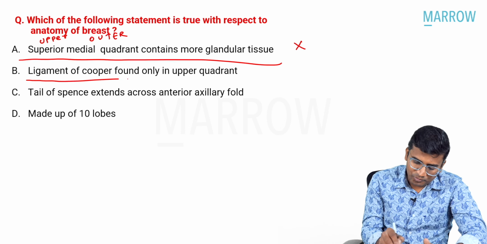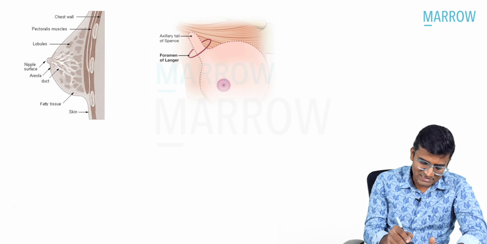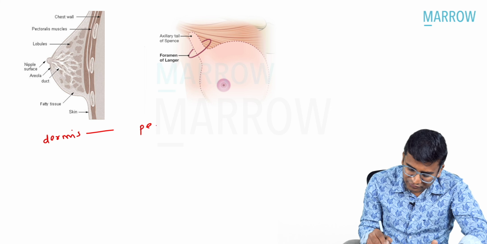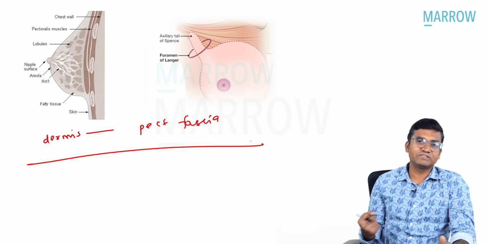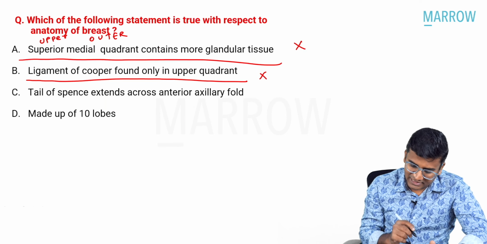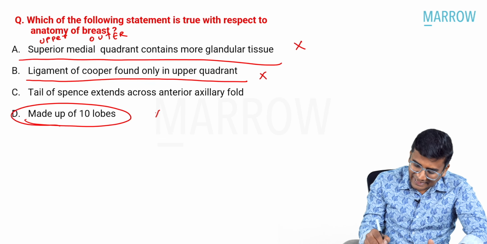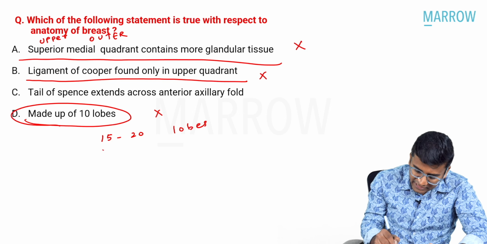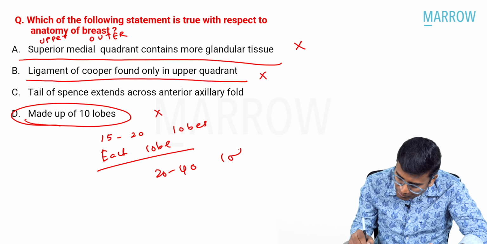Now, ligament of Cooper found only in the upper quadrant. Again wrong. See, ligament of Cooper is coming from the dermis of the skin up to the pectoral fascia. It gives anchorage to the breast tissue. It is a modification of the connective tissue. It is present all over the breast, not only in the upper quadrant. It is made up of only 10 lobes. Again, this is wrong. It is made up of 15 to 20 lobes. In each lobe, we have 20 to 40 lobules.